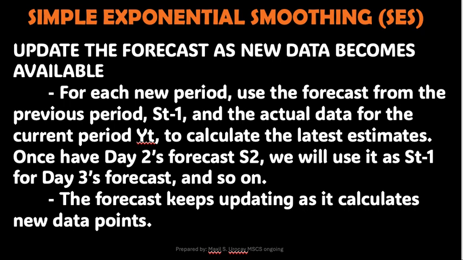Now, update the forecast as new data becomes available. For each new period, use the forecast for the previous period, S t minus 1, and the actual data for the current period, y t, to calculate the latest estimate. Once you have the day 2 forecast S2, we will use it as S t minus 1 for the day 3 forecast and so on. It is actually like that. We'll deal with that in our example, because this is somewhat vague for you, and I'll illustrate that later as we go through.